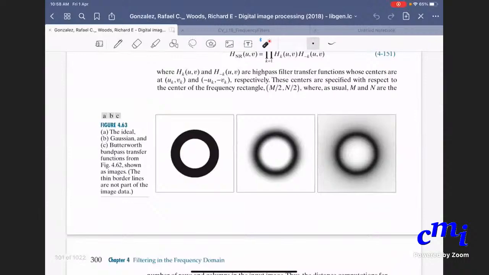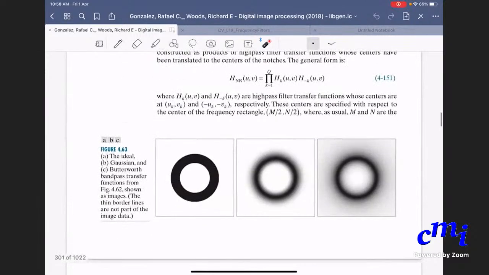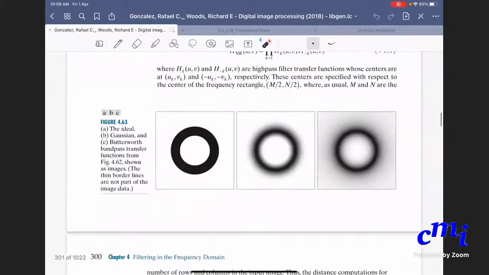So if you look at the image, this is just a perspective plot, but you have an array, right? So if you look at the image of the array, this is how the ideal bandpass filter will look. This is the Gaussian bandpass, and this is the Butterworth bandpass. So these are the sort of effects they will also create. This will create blurring. This will create more of a blurring.